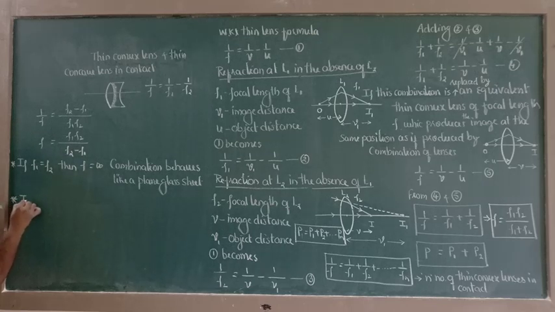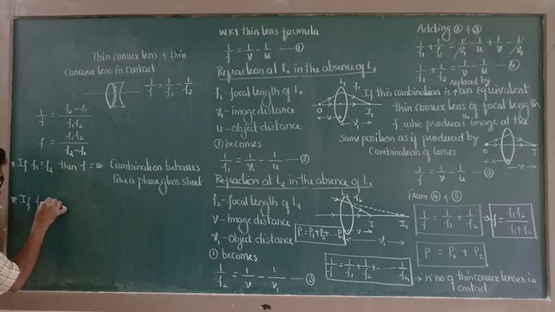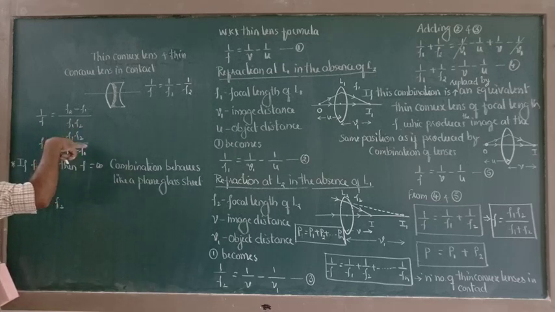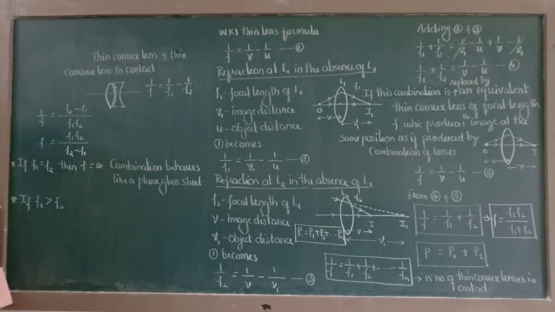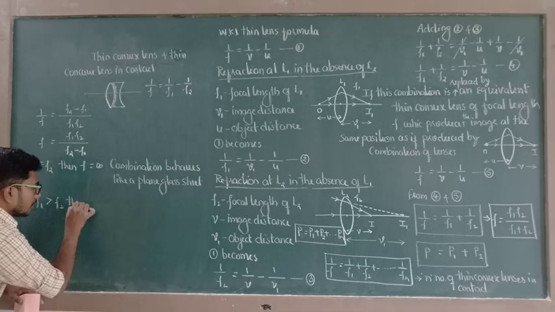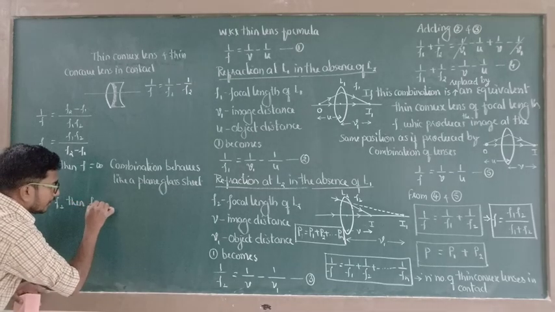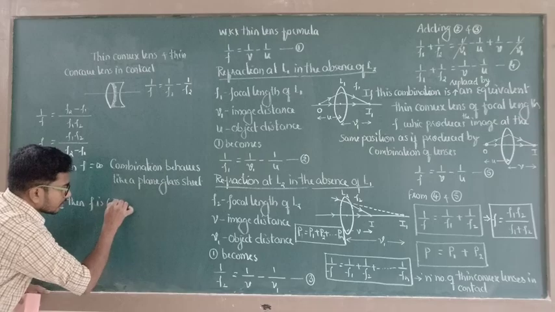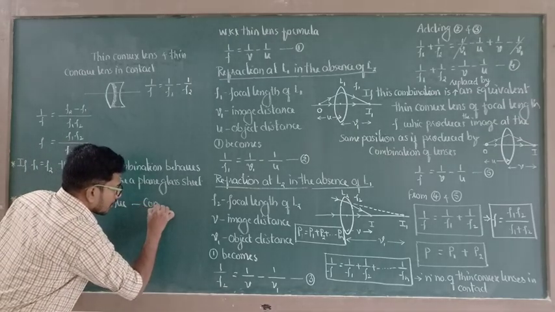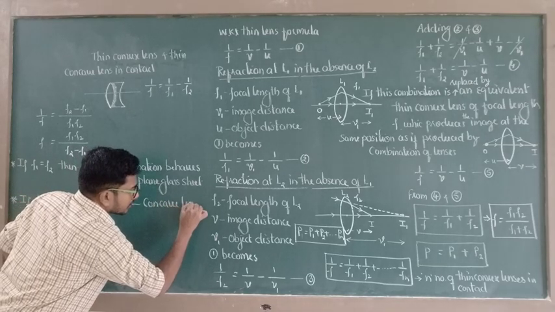If f1 is greater than f2, this term will be in terms of negative sign. That means focal length is in terms of negative sign, which means this combination behaves like a concave lens. Then f is negative, it behaves like a concave lens.